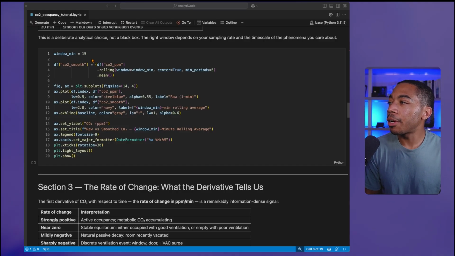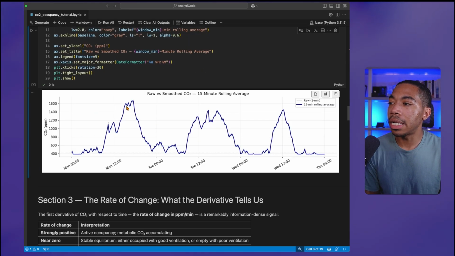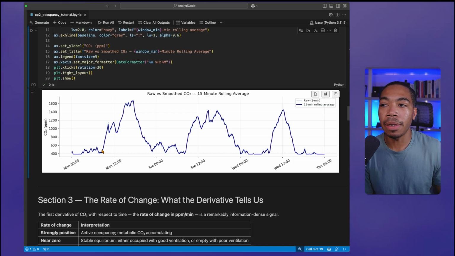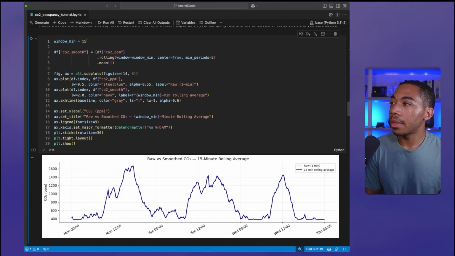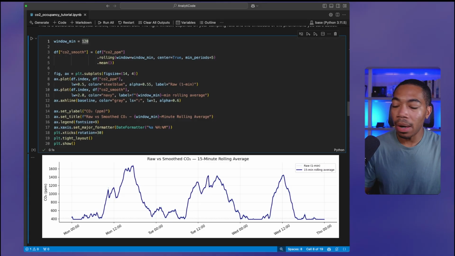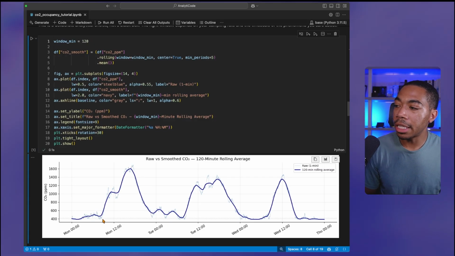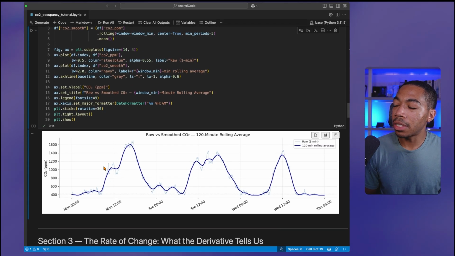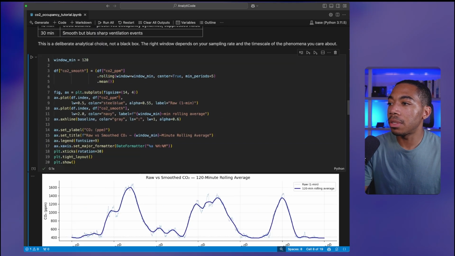I have a window variable here that I'm instantiating at 15 minutes, and I'm going to add a new column to my data frame called CO2 smooth, and I'm just going to be using a combination of the rolling window with my mean attribute. And here we see the smooth data in the dark blue lines, and below that is the raw data. If I change my window size to 2 hours, we see that we really begin smoothing out those features, and we can start to see the raw data separate from our smooth data set.